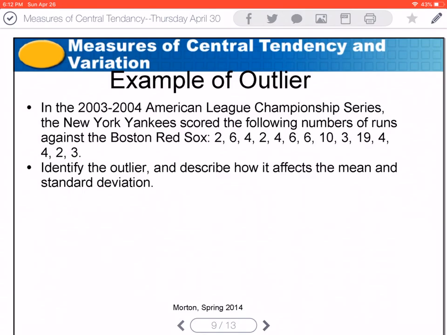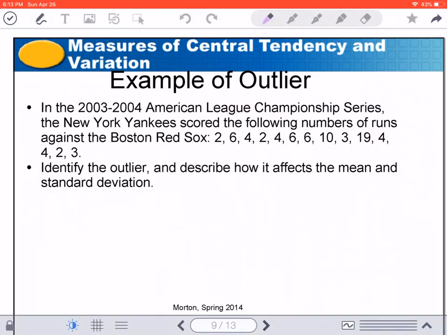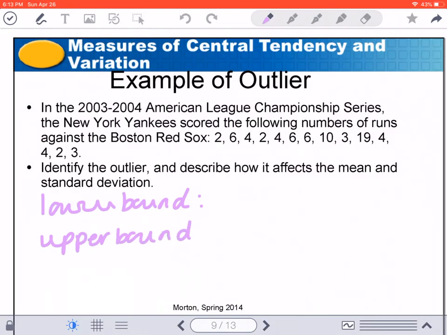Before I actually go to calculate this, before I can describe how it affects the mean and the standard deviation, I want to identify what number could actually be an outlier. Do we even have one? In order to do that, we want to consider what's called the lower bound number and the upper bound number. Remember, to consider our lower bound, that's going to be Q1 minus 1.5 times our IQR.